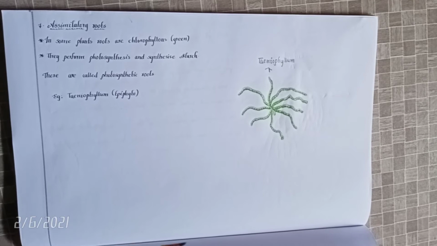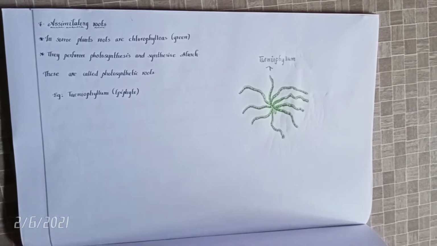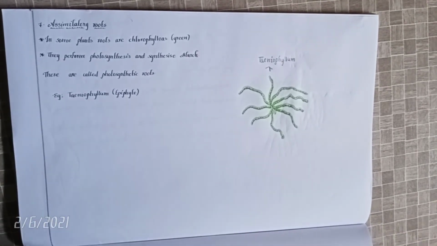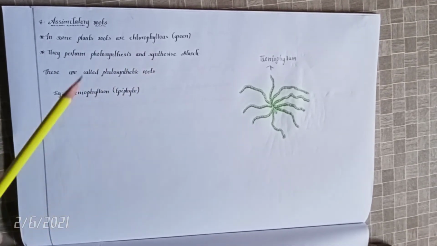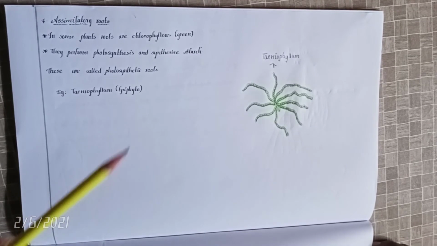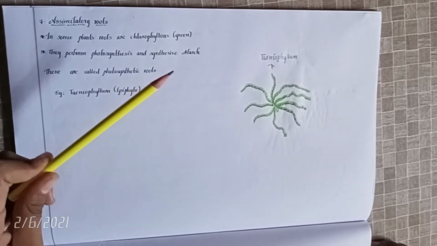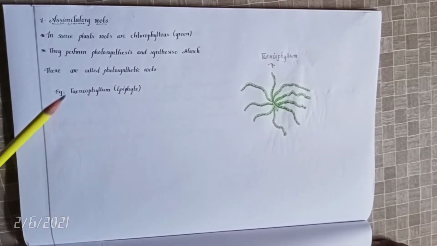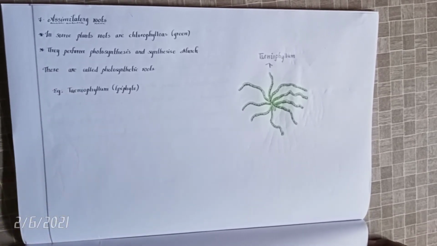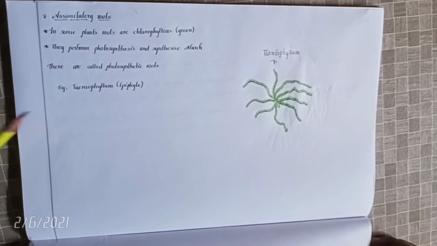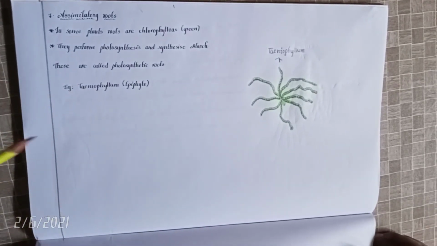The word photosynthetic means these roots perform photosynthesis, because in some plants the roots are chlorophyllous. Chlorophyllous are nothing but the roots contain chlorophyll and they are green in color. They perform photosynthesis and synthesize starch. After performing photosynthesis, what are the products? Starch. And these are called photosynthetic roots, and these are aerial.